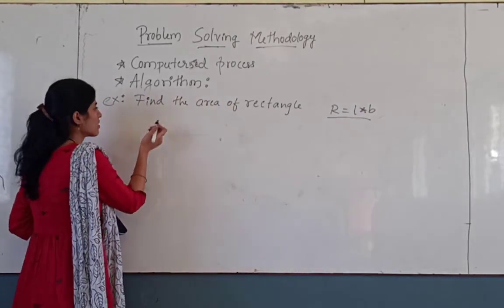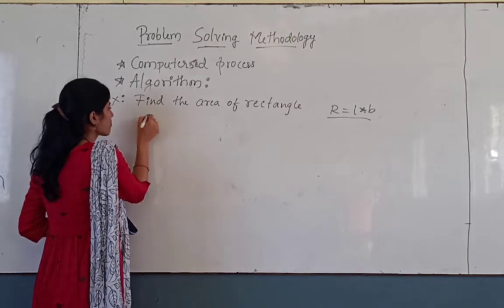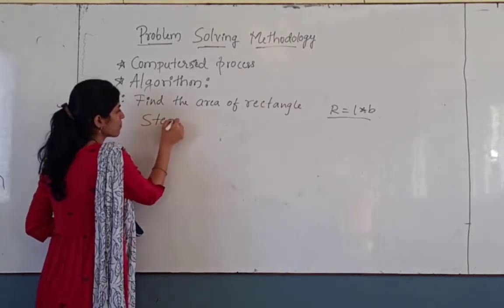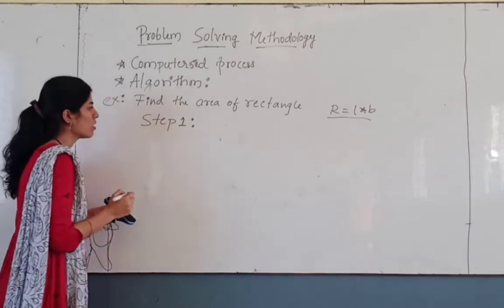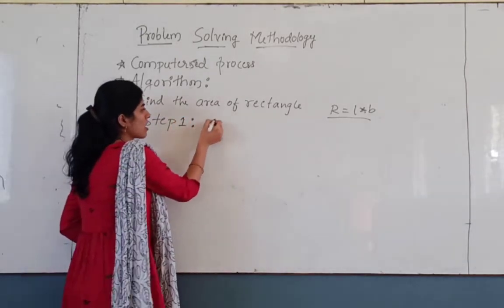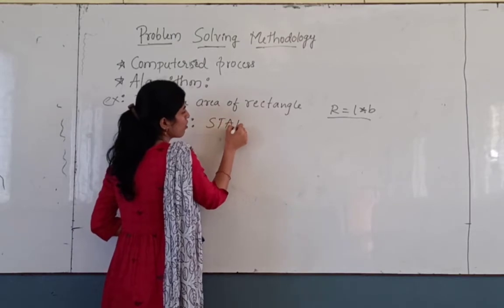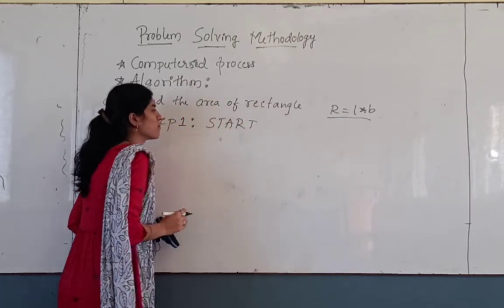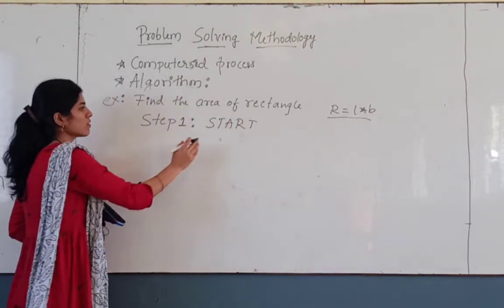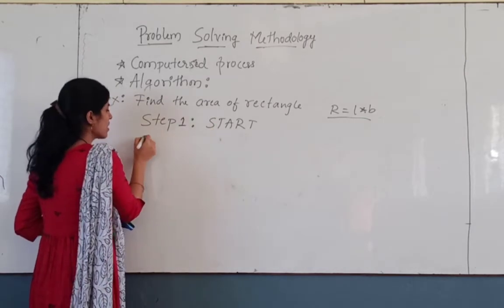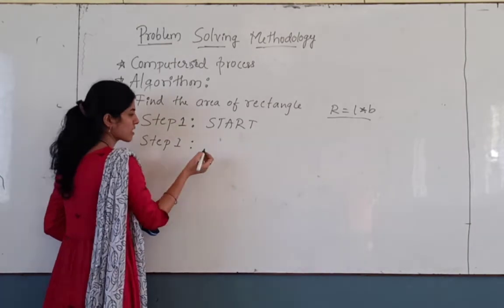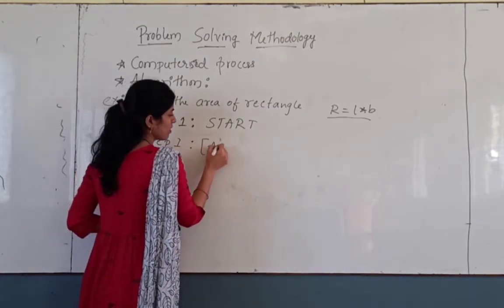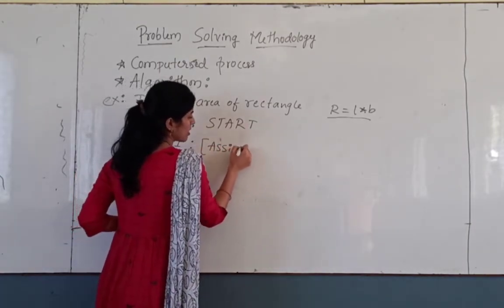Okay, let's start with the algorithm. Step 1. Algorithm is a step by step procedure. Step 1 is start, meaning start the algorithm. The first step of the algorithm is always start. Second step is to assign inputs.